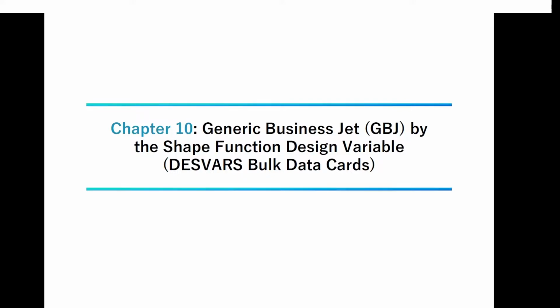Okay, chapter 10, we use the GVG as a test case using the shape function design variables. That's for DESVARS and shape cards. Okay.